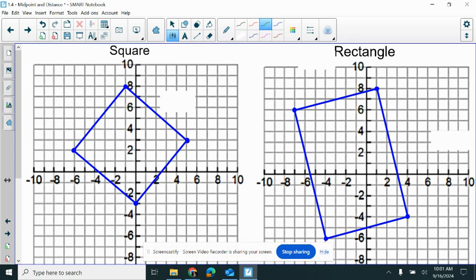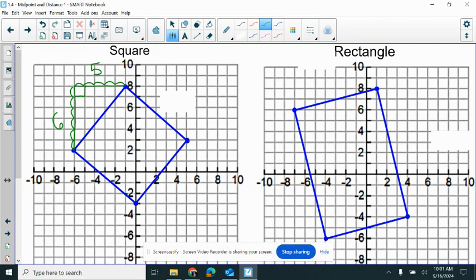So if I'm dealing with a square, first I know that all four sides are the same, so I only have to do this once. I'm just going to pick any side, and I'm going to draw a right triangle with that side. Once I have my right triangle drawn, I just count the blocks. So this is 1, 2, 3, 4, 5, 6 blocks. So that side is 6, and the top is 1, 2, 3, 4, 5 blocks.